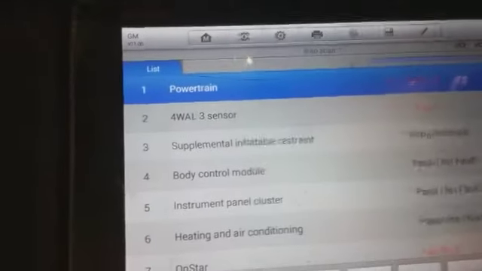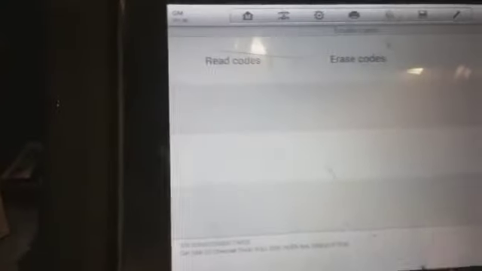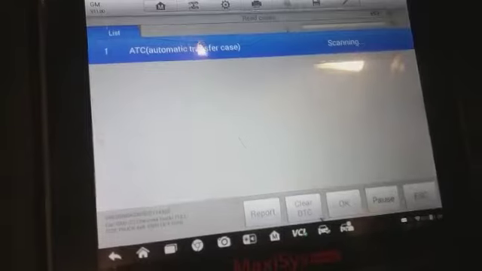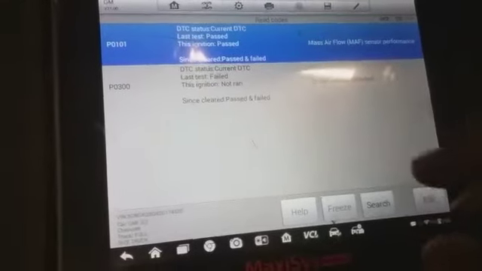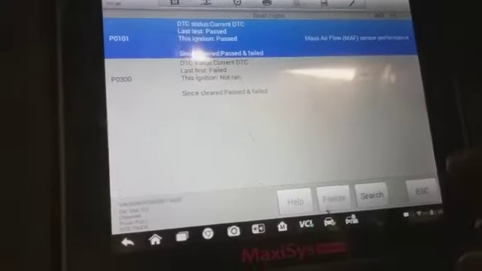We're gonna find out. So I did a complete scan. This is what came up. Strangely, I tried to do a generic scan on here and it wouldn't even connect. I don't understand. Let's see what comes on. Mass airflow performance. Engine misfire detected. Strange, because I look under here and that throttle body was replaced. It looks brand new.